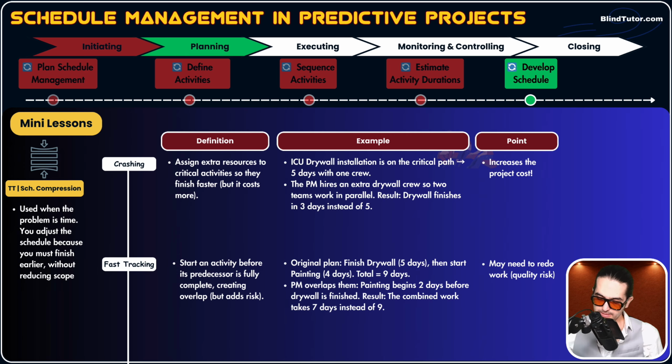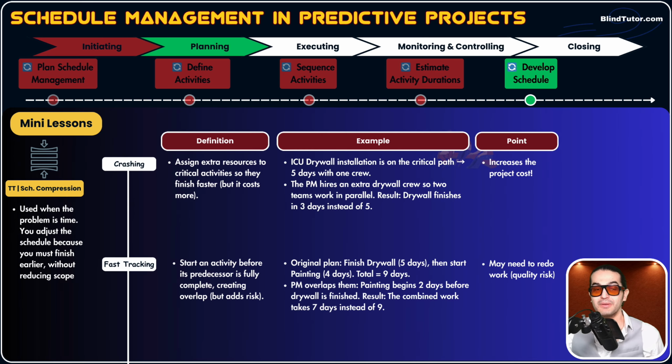Guys, what do you think the problem with fast tracking is? The problem with crashing was extra cost. What do you think the problem with fast tracking is? The downside is when we apply fast tracking, we may need to redo the work. There is a quality risk, guys.